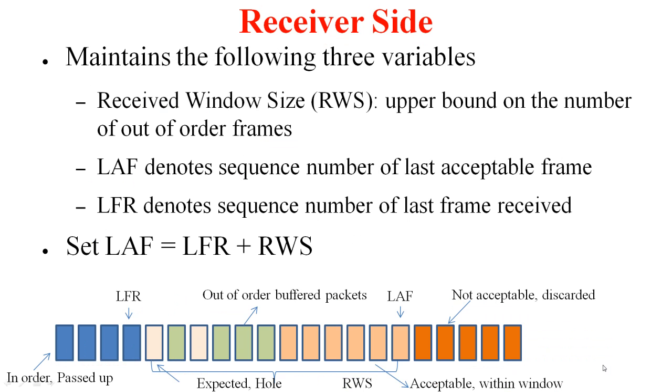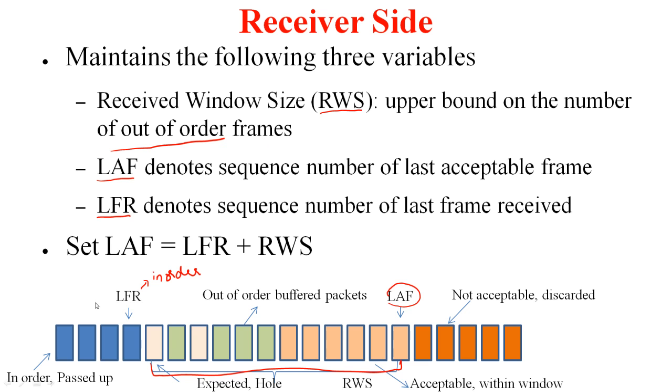If the sender can maintain a window, why not the receiver? So the receiver also wants to maintain a window. The receiver window size is called RWS. This provides an upper bound on the number of out of order frames that the receiver is willing to accept. Again, a bit of terminology. Let's start here. LFR denotes the sequence number of the last frame received. So it has received this last frame in order. After this, it could receive out of order packets because some packets may have gotten lost. So it could receive some other out of order packets. And LAF refers to the last acceptable frame. In other words, it is ready to accept any frame that is within this RWS window.